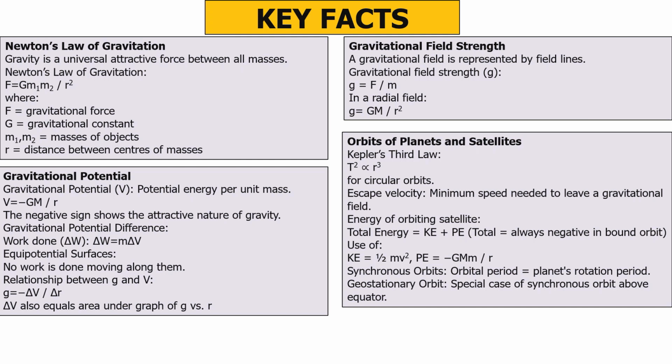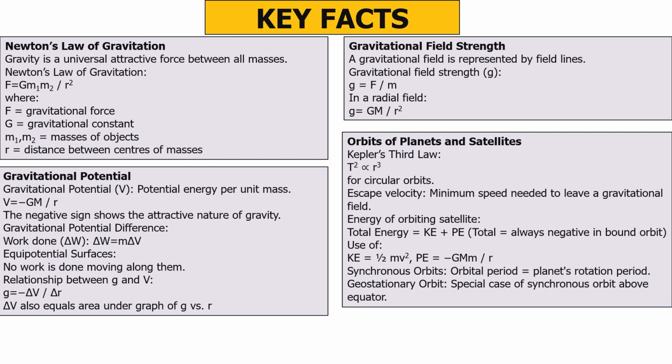Now in equipotential surfaces, no work is done moving along them, and in our relationship between g and V, g is equal to minus the change in V over the change in r. So this indicates to us that the gravitational potential difference is equal to the area under a graph of g against r. Now for the orbits of planets and satellites we use Kepler's third law, which is T squared is directly proportional to r cubed for circular orbits.